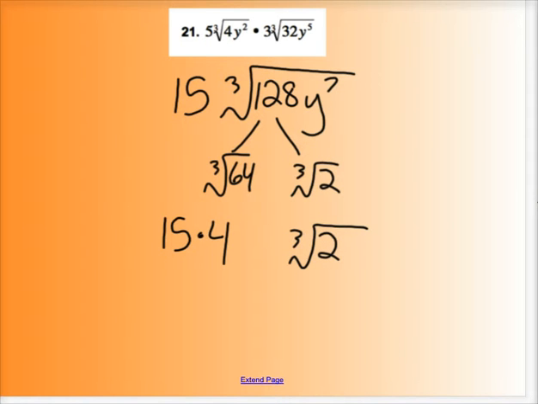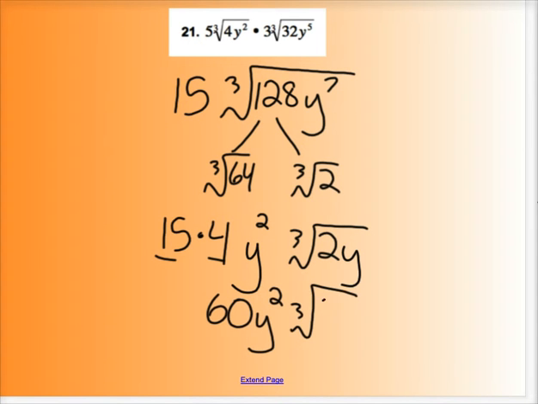Now we have to deal with that y to the 7th. So remember with those exponents, we look to see 3 goes into 7 twice. So we can completely pull out a y squared, but there's a remainder of 1. There's 1 left over that didn't fit. So that one has to stay inside. And now, just to clean this up a little bit, 15 times 4 is 60. So we get 60y squared, and we still have a 2y stuck inside the radical.